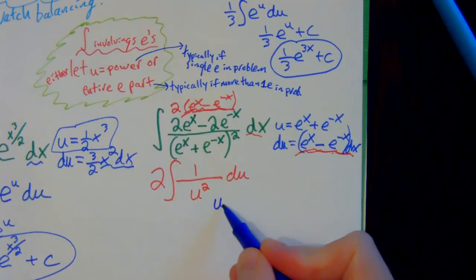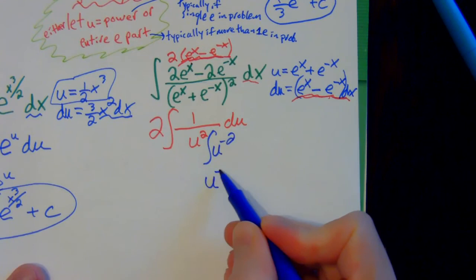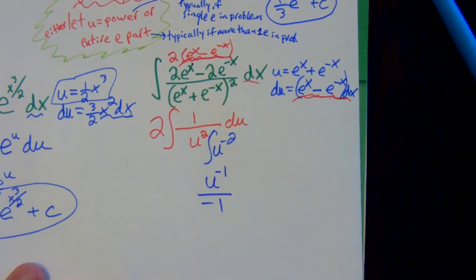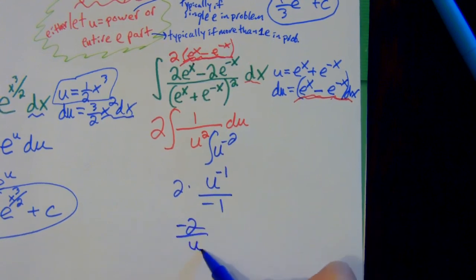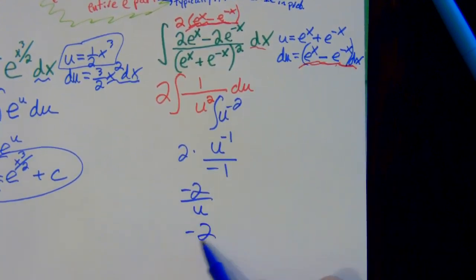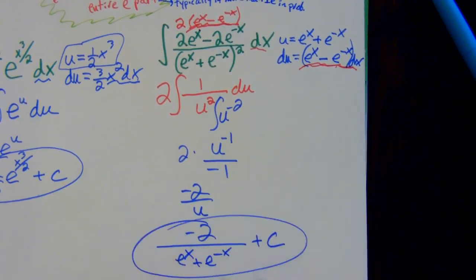And then this is just a u to the negative 2. So when you integrate that, be careful there. You're going to add 1 to the exponent. You get u to the negative 1 divided by that same number, divided by negative 1, carry down the 2. So this would be a negative 2 over u. And then you'll plug your x's back into the problem. And then you got your plus c. Then we're done.